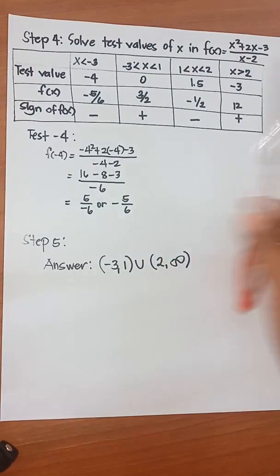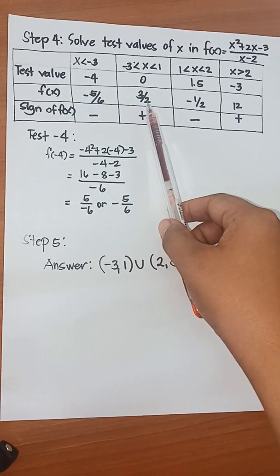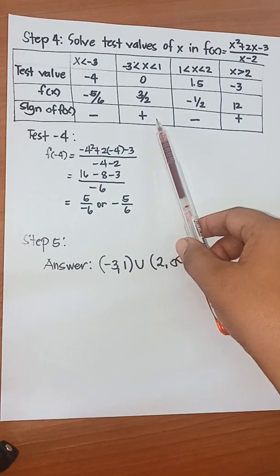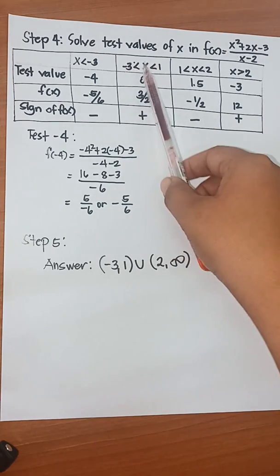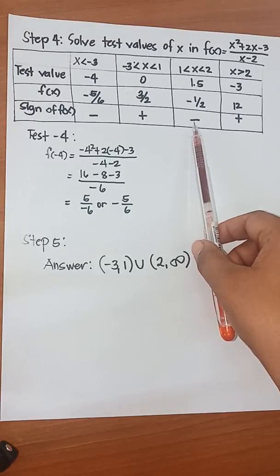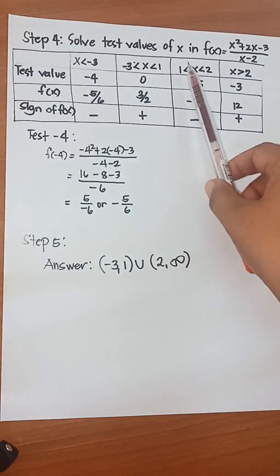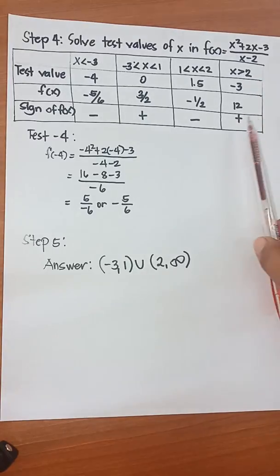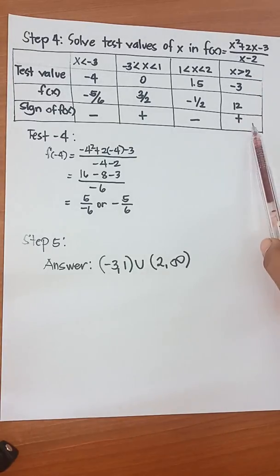The next interval is less than 1 but greater than negative 3. So our test value is 0. We got 3 over 2. Our sign value is positive. So this interval is part of the solution. The next interval has a negative answer, so this is excluded. And the last is x greater than 2, our answer is positive 12. So meaning to say x greater than 2 is part of the solution.